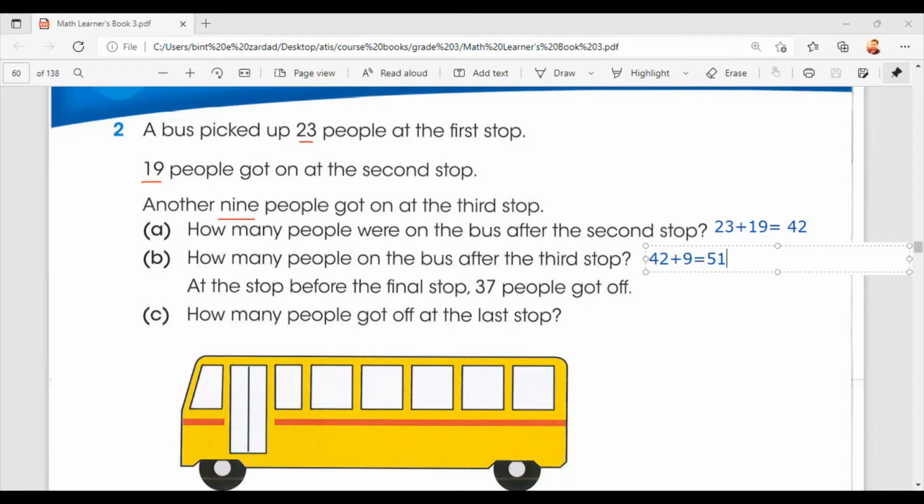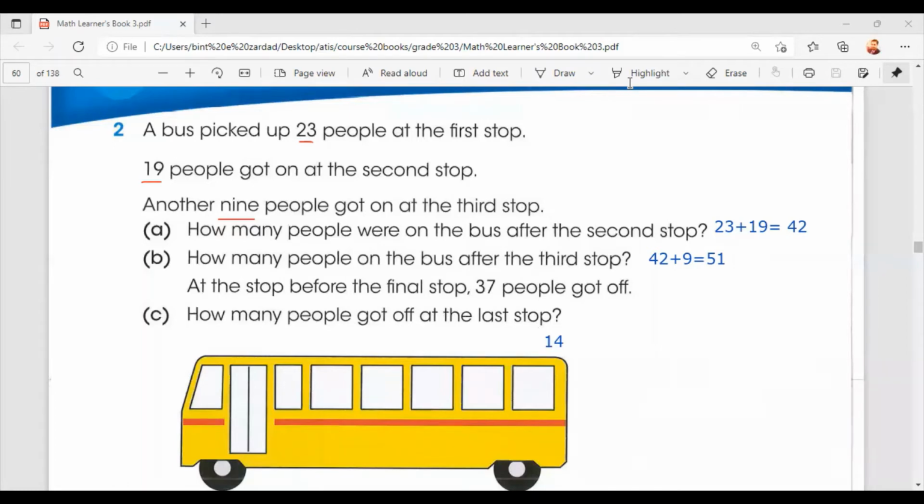So after the third stop, there were 51 people. At the stop before the final stop, 37 people got off. How many people were on the bus at the last stop? So 51 minus 37 is 14. So 14 people are on the bus at the last stop.